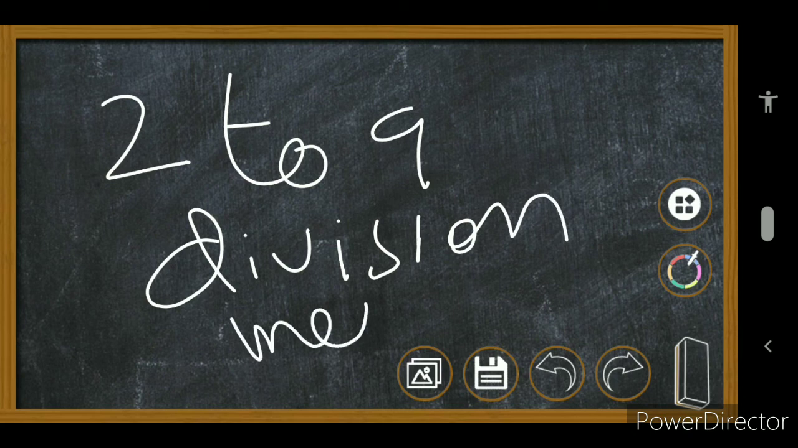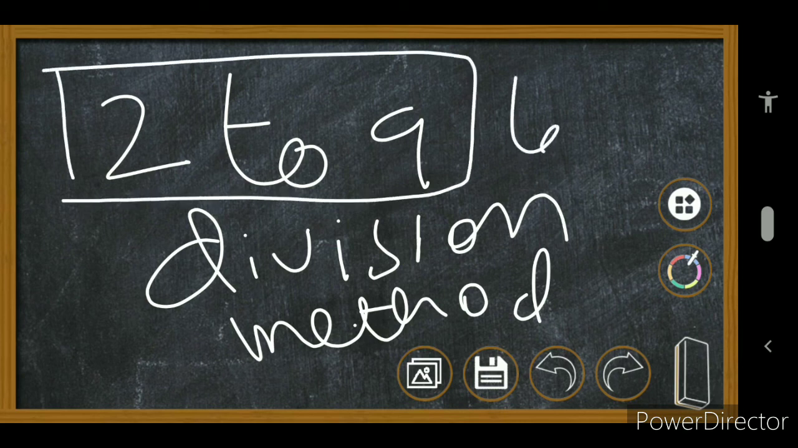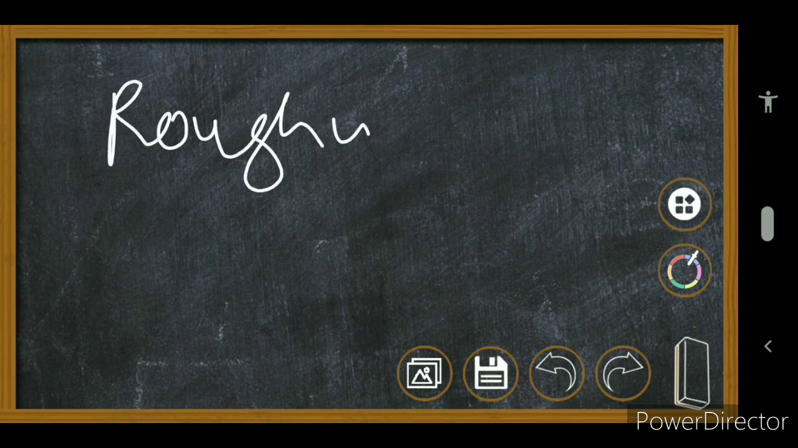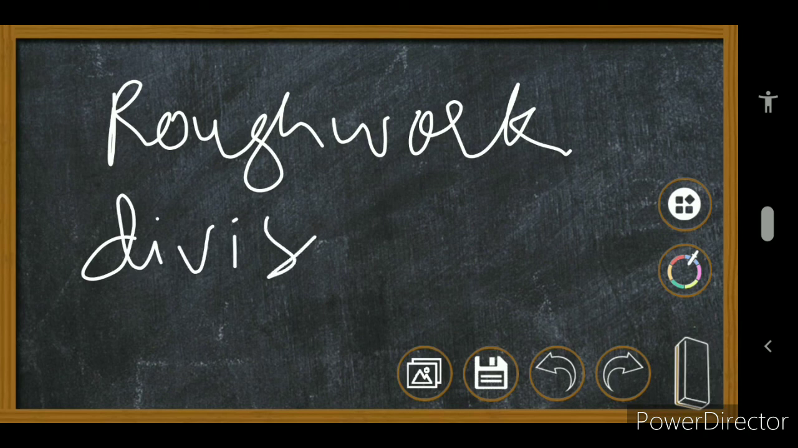This is division method which can be used for bigger numbers. So you have to know through 2 to 9 table. For bigger numbers, you can use division method as your rough work. Rough work you can try with division method if you don't know the tables for the last minute. This is also a very easy method to solve, and division method will be helpful further in our prime factors also.